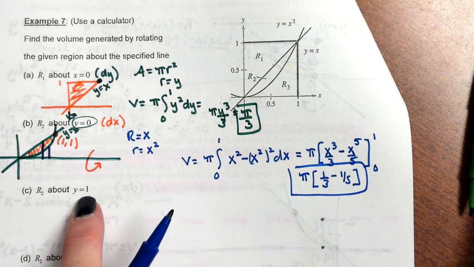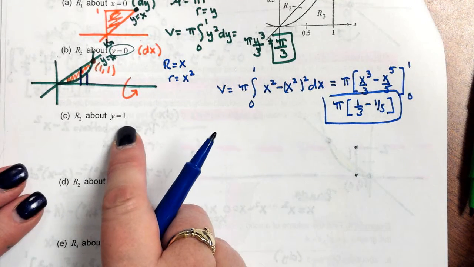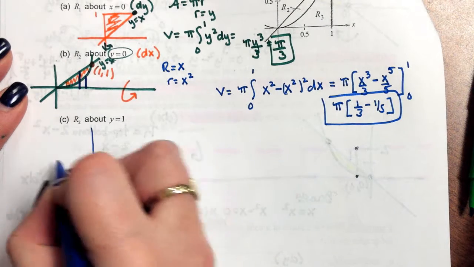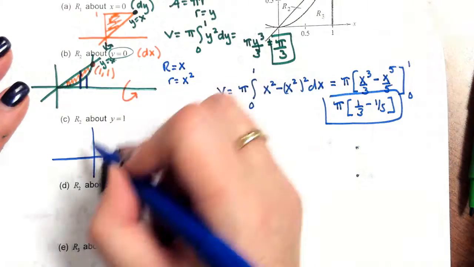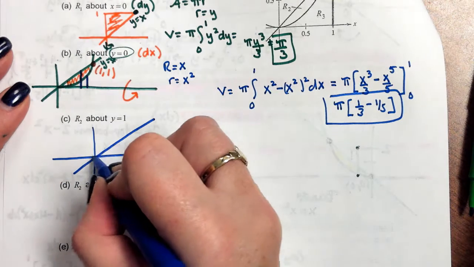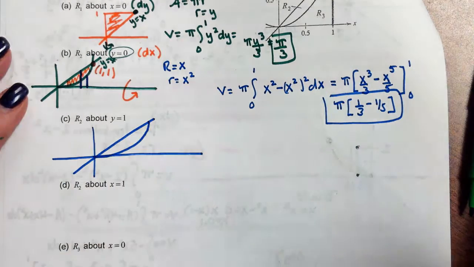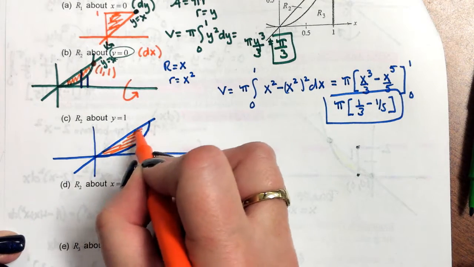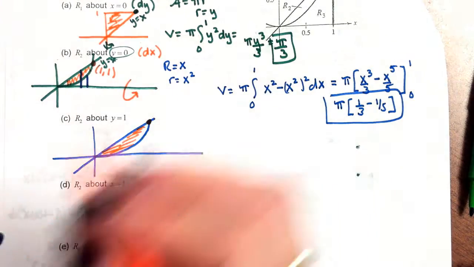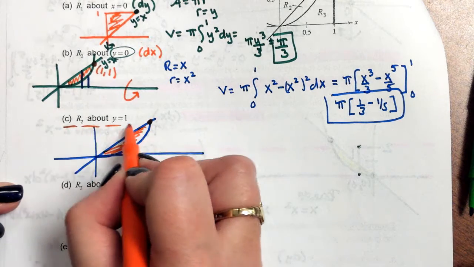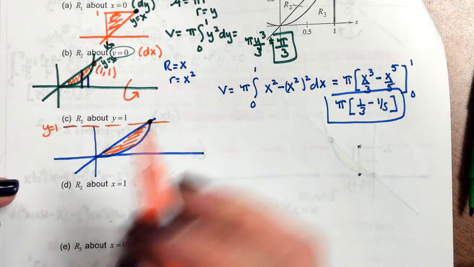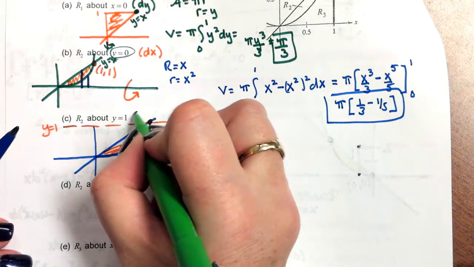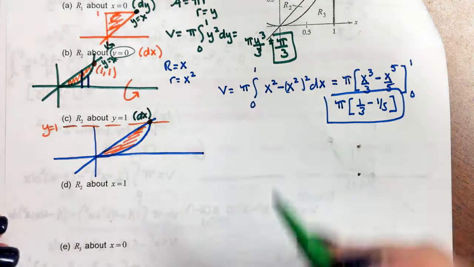So now notice they're giving me a different axis of revolution. They're asking me to rotate region 2 about the line y is equal to 1. So here's my region 2 again. There's region 2, and again, they're intersecting right here, and my axis of revolution is y is equal to 1. Notice this is a horizontal line axis of revolution, so I'm going to treat this just like a dx.